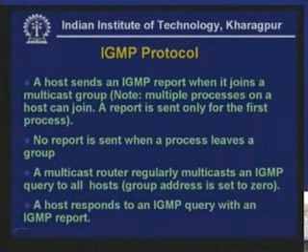A multicast router regularly multicasts an IGMP query to all the hosts. Group address is set to 0. The host responds to an IGMP query with an IGMP report. If somebody fails to respond, then it is taken that he has left the group.